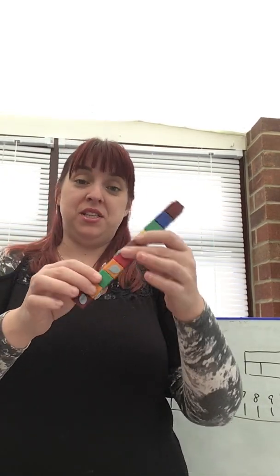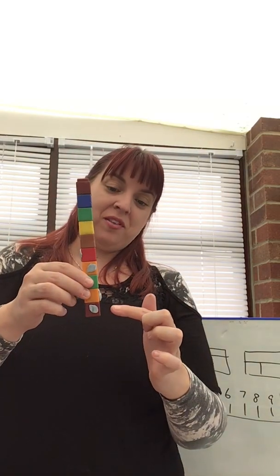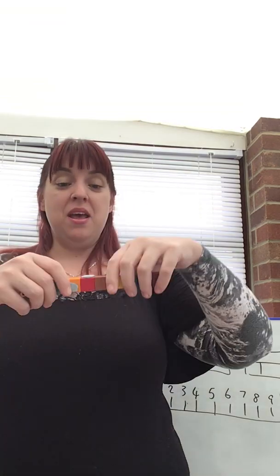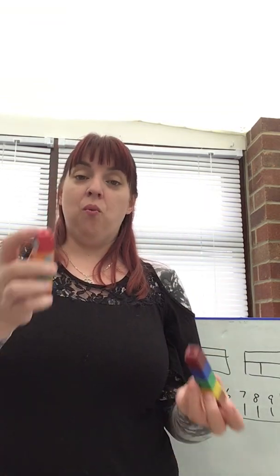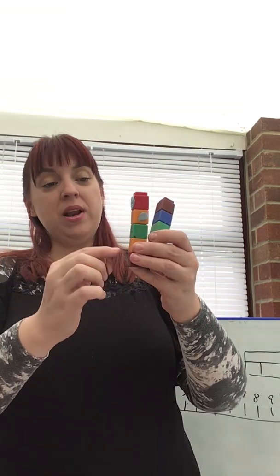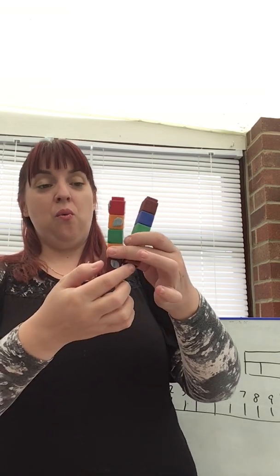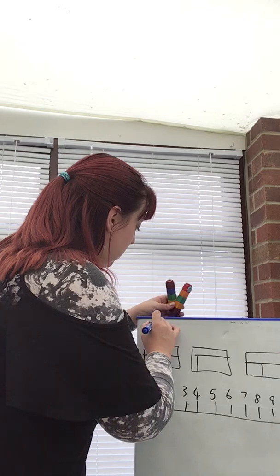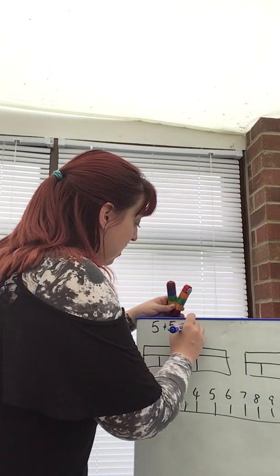So for example, I might say to the children, get a stack of 10, check you have 10: 1, 2, 3, 4, 5, 6, 7, 8, 9, 10. Break it somewhere. What two number stacks have you got? 1, 2, 3, 4, 5. 1, 2, 3, 4, 5. So I can record my first calculation: 5 add 5 equals 10.